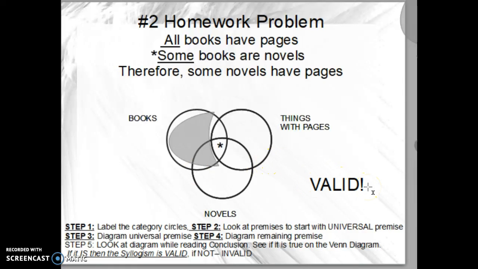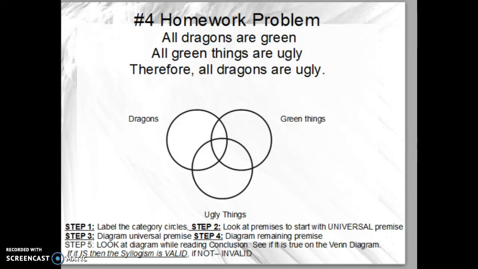So you'll have to do that on your paper or go back to number 2 on your homework sheet and write valid. Okay, but I want to see this diagram. So you're going to have to print up those Venn diagrams and shade it in like this. So you'll have yours shaded like this. You'll have books labeled here. You'll have things with pages here and a star there. So that's how you do it. So those two are very similar. We had one that was a universal and one that was a particular. Let's look at homework. We're going to skip number 3 and go on to number 4.